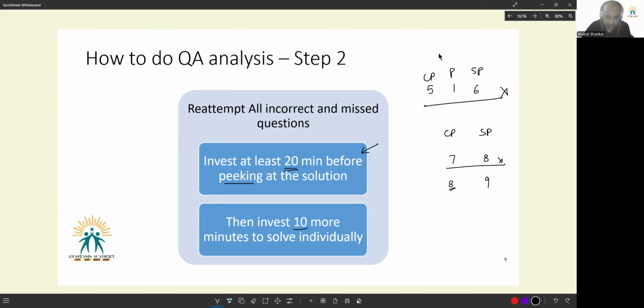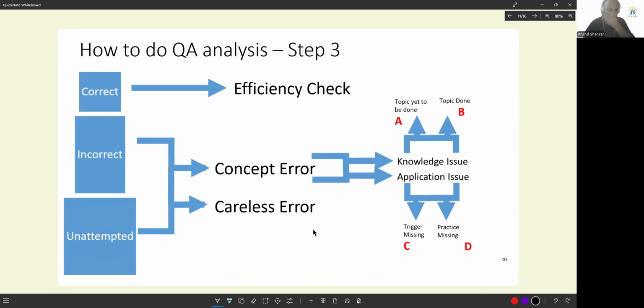Okay. Step 2, we spend time. See, this exercise is geared towards making sure you learn the topic and the questions and the ideas better, more than how many marks did I get or what percentile did I score. Absolutely immaterial.